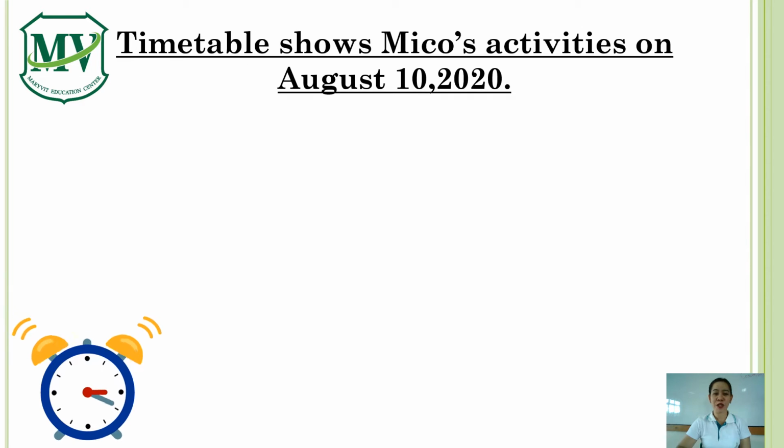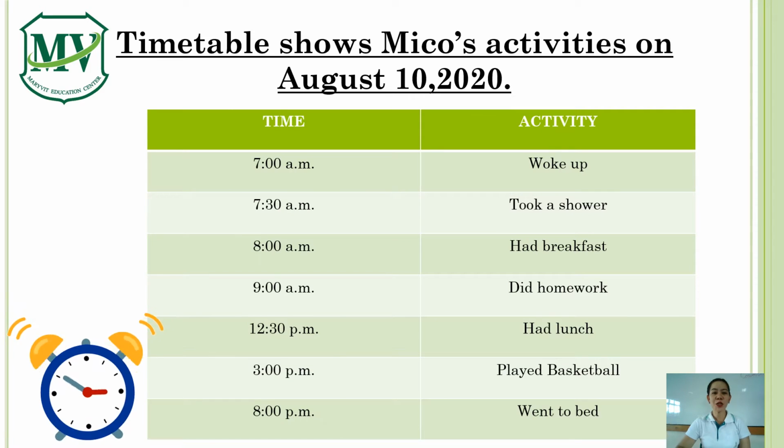Let's look for the first timetable. This timetable shows Miko's activities on August 10, 2020. There are two columns. In the time column, you will see the different time posted, while in the activity column, you will see the different activities he did during that day.